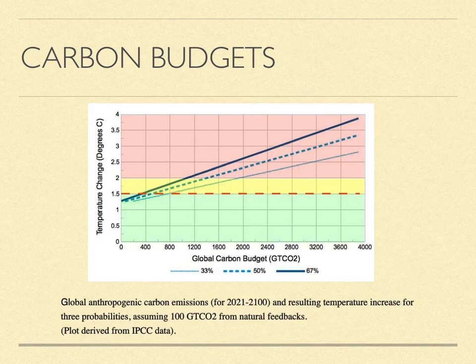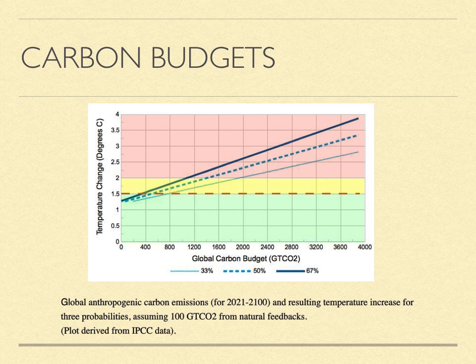We don't have much time to act, and we have only a limited carbon budget. And this concept of carbon budget is shown in this graph. In order to limit the temperature change to the values shown on the y-axis, the vertical axis, one needs to keep the total accumulated emissions of greenhouse gas below the level shown on the horizontal.